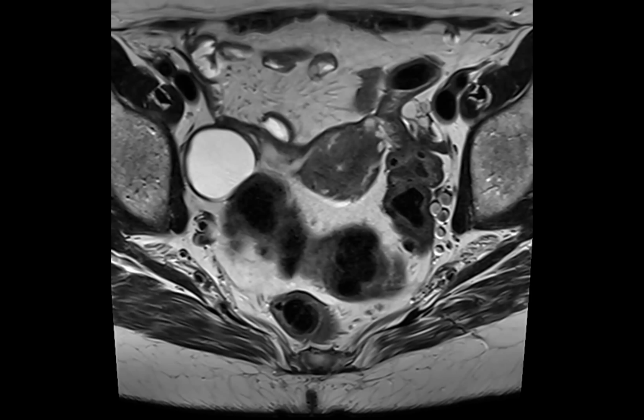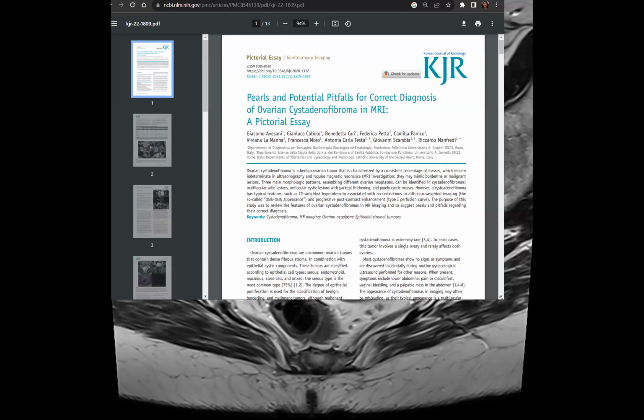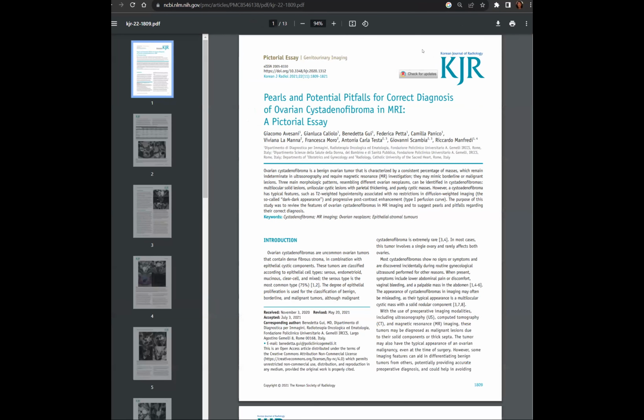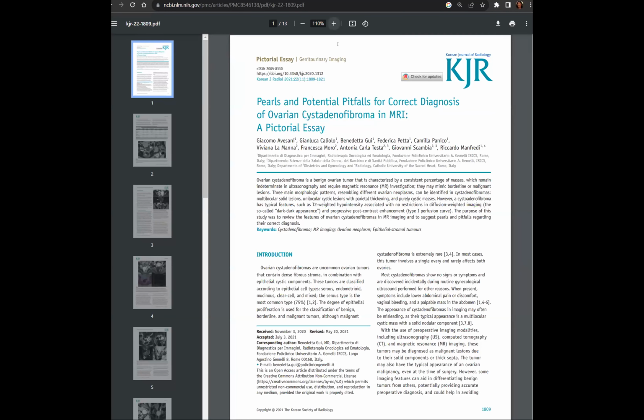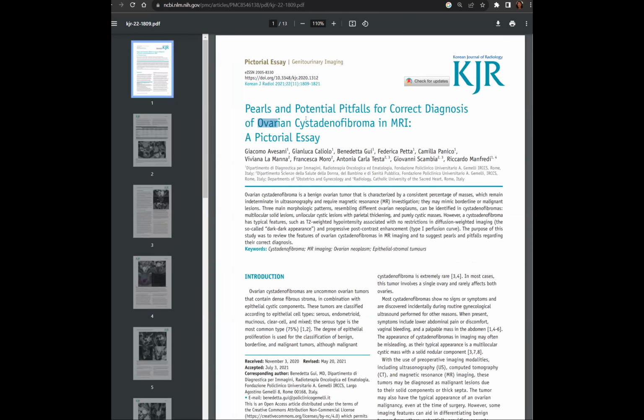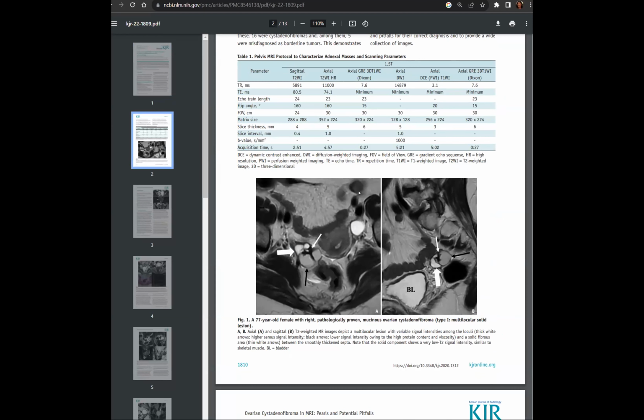So I looked it up because I wanted to learn more about it. There's a good paper, I remember it's called Mimicker of Malignancy, and this one's pretty good too. There are three types of ovarian cystadenofibroma. This is type 3, which is almost purely cystic. The most common is type 1. You get this multiloculated appearance with these very T2 dark areas.